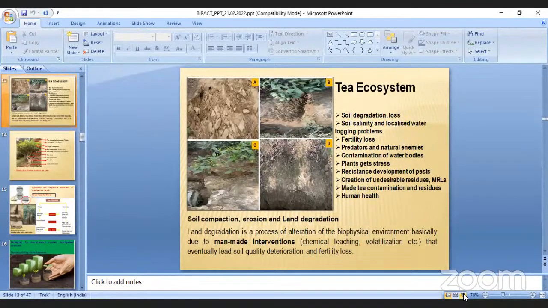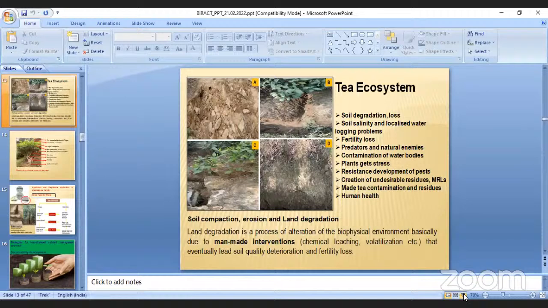Likewise, if we see the tea ecosystem, what is happening? In the tea ecosystem, in the last 40 years, lots of soil compaction problems, soil erosion problems and land degradation have been happening. One of the important causes identified is the application of chemicals in the soil, either as chemical fertilizers or as chemical pesticides. So soil degradation has been happening day by day. There is a loss of fertility, soil salinity is getting affected, and localized water problems have been happening. Whenever these happen, the plants are unable to get their required amount of nutrients from their cultivated soil conditions.